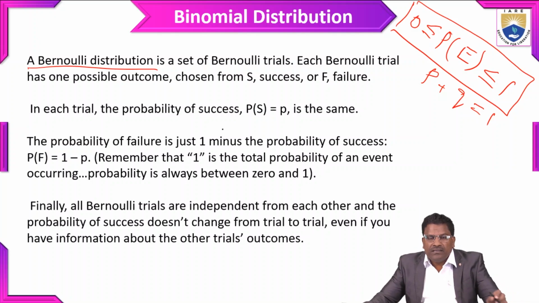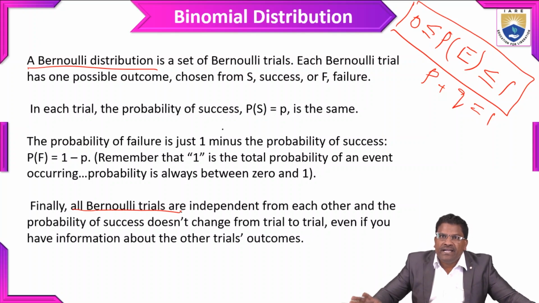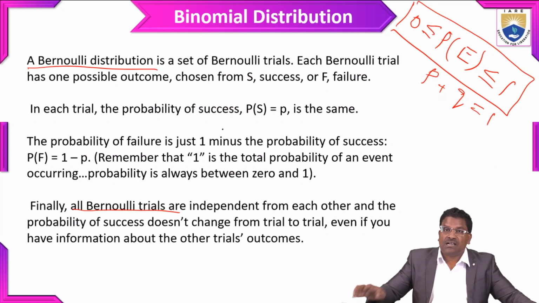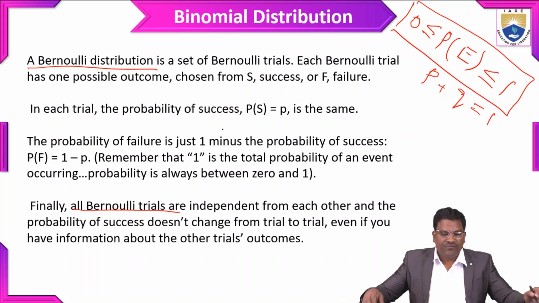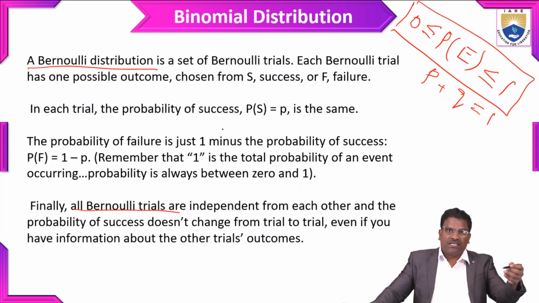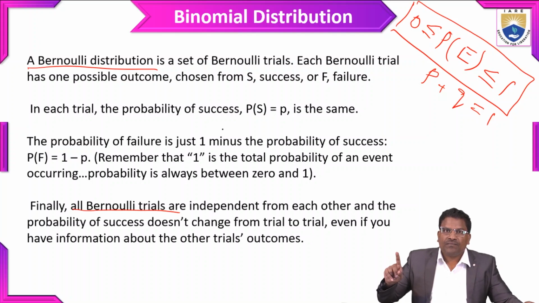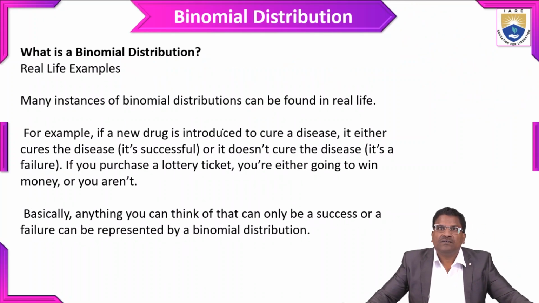Finally, all Bernoulli trials are independent of each other, and the probability of success does not change from trial to trial, even if you have information about the other trials' outcomes. So, a Bernoulli trial is defined for n equal to 1.